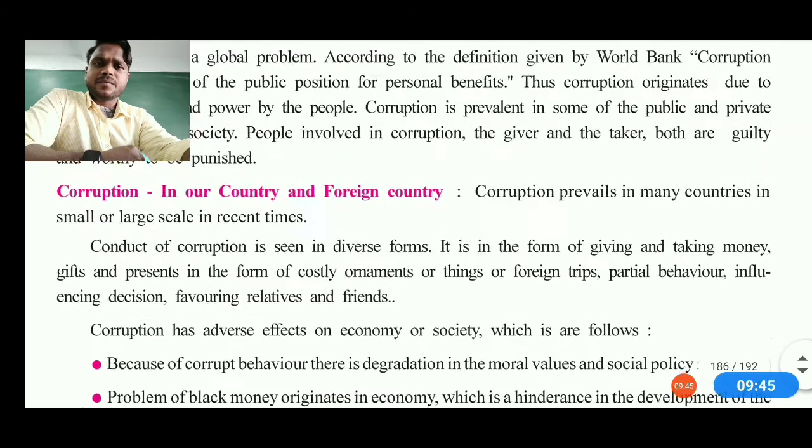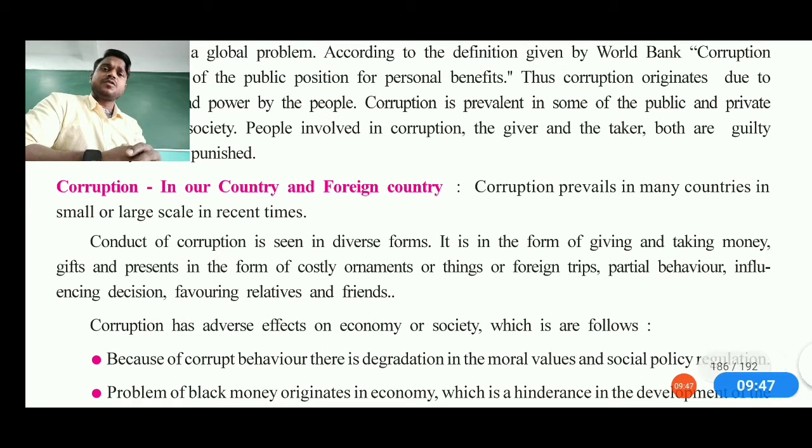Now moving further, see corruption in our country. If we talk about corruption in our country, then we can say corruption in our country and in foreign countries. Corruption prevails in many countries, on small and larger scales, in recent times, in the future, and in the past also. So we can say conduct of corruption is seen in diverse forms, and it is in the form of giving and taking money also.